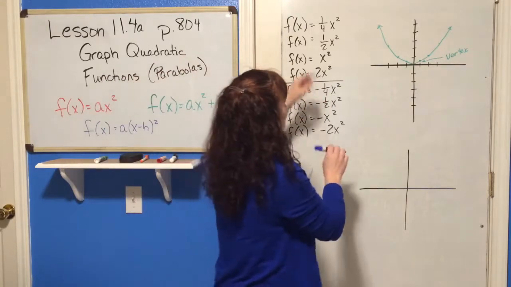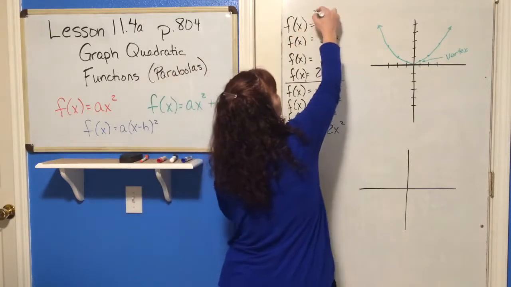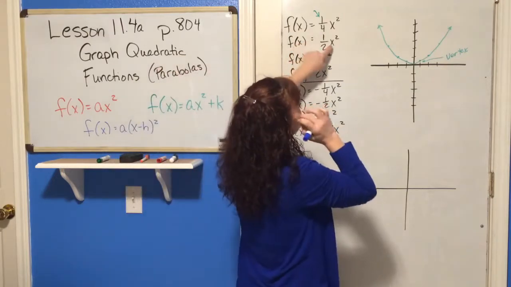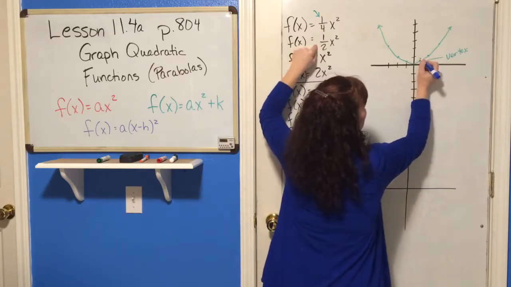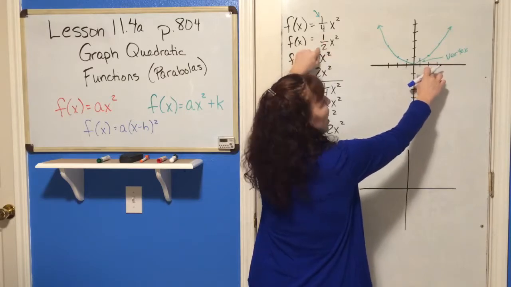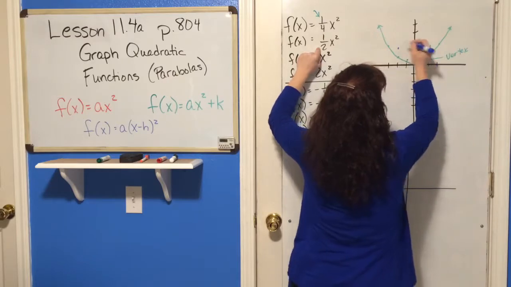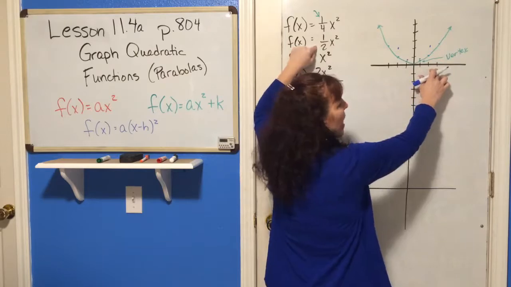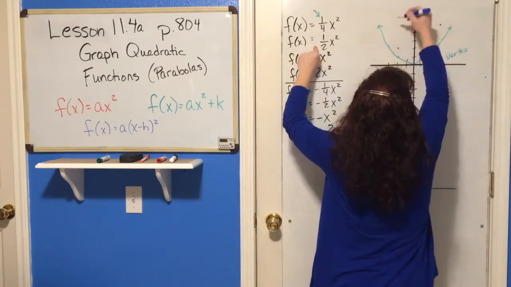Let's do the same thing. So now 1/4 x squared is green. Blue is going to be 1/2 x squared. So now we're going to take 1. 1 squared is 1, and half of that is a half, so that's going to be in here. 2 squared is 4, and half of 4 is 2, so that's going to be up here. And 3 squared is 9, and half of 9 is 4.5, I believe. So it's going to be up here.